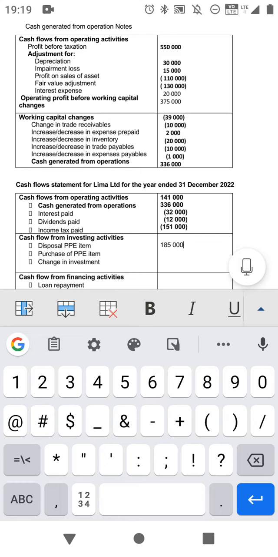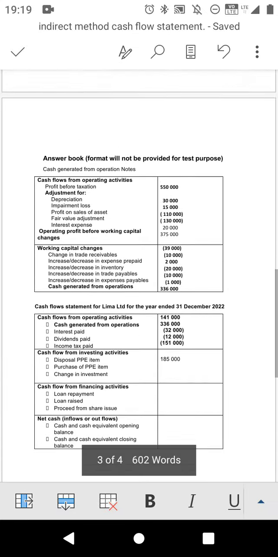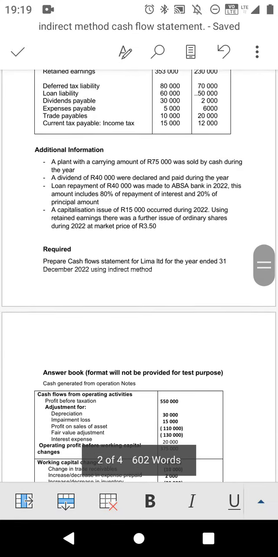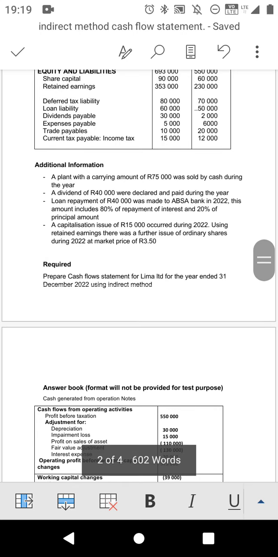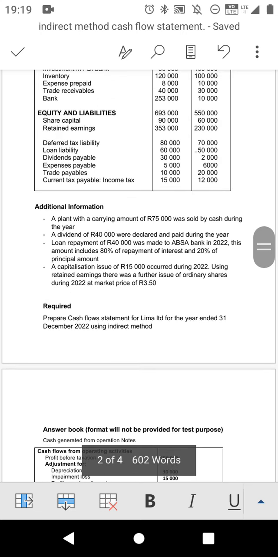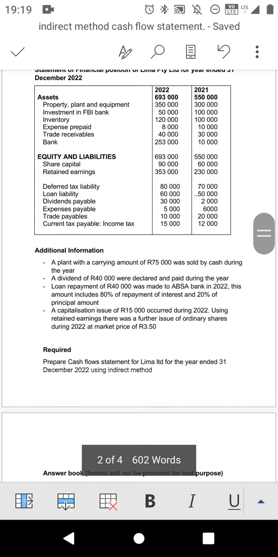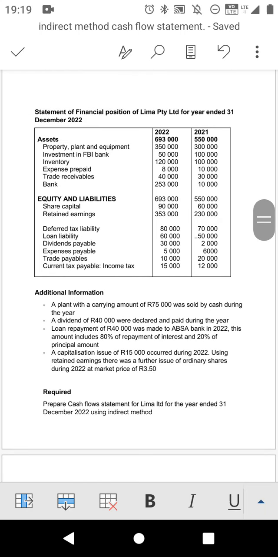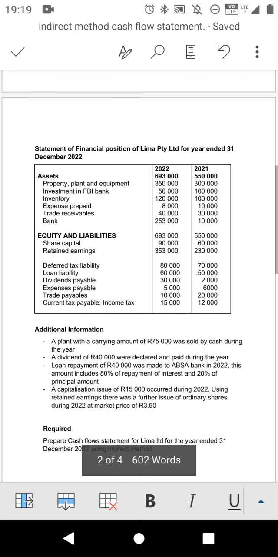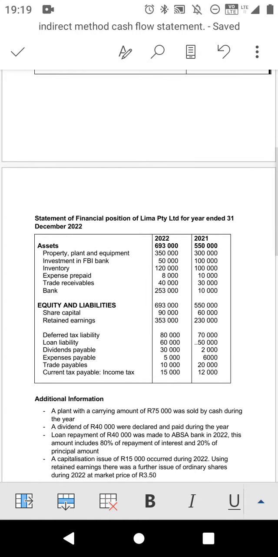Then we have purchase of PPE item. Let's check if we have been given this amount. All right, we haven't been given. Then the next step, we go to our property, plant and equipment. In 2021 we have 300 balance. In 2022 we have 350. The balance has obviously increased.